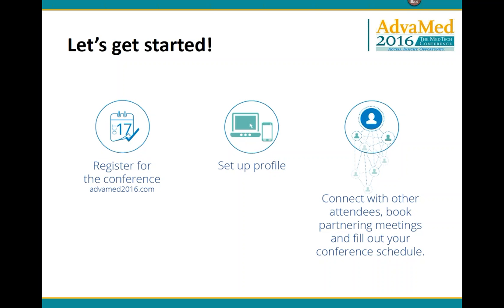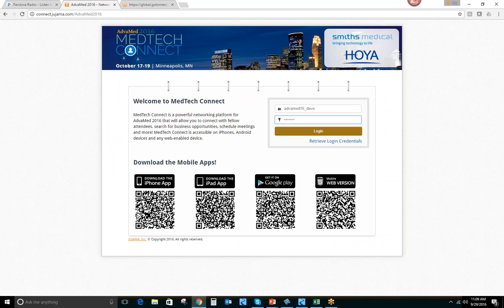Once you register, you'll then receive a login and passcode. It's automatically generated. It's sent to you by email within a day or so of registering. And then this is your key to profiling, researching, communicating, and scheduling. So Dave Bukowski is now going to show us precisely how this works.